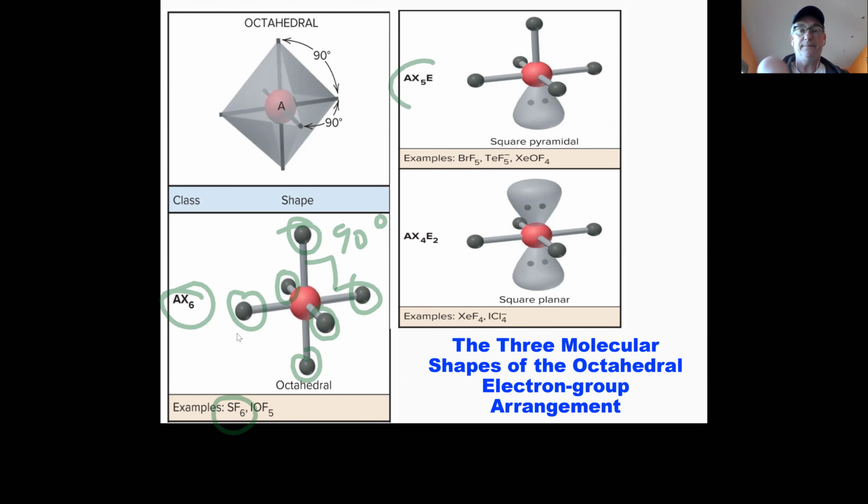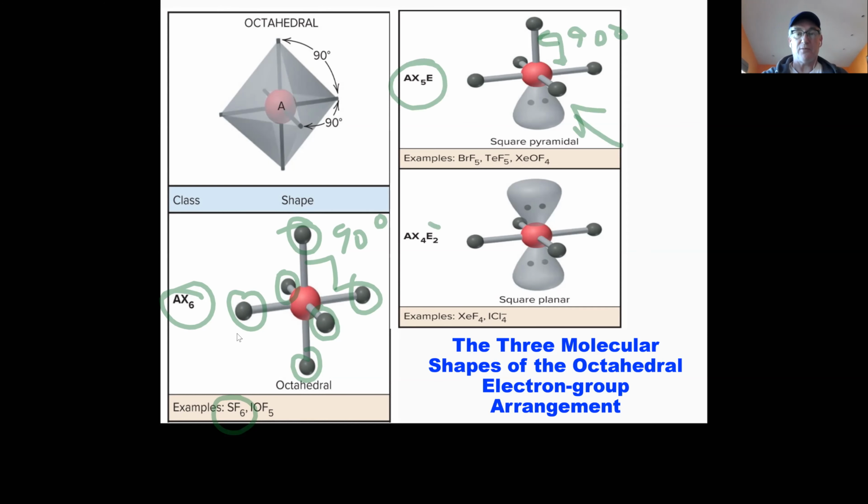When there's one lone pair, you get this weird shape where you have 90-degree angles. You have 4 atoms in a plane around the outside, and now just one axial atom. The other one is your lone pair of electrons.